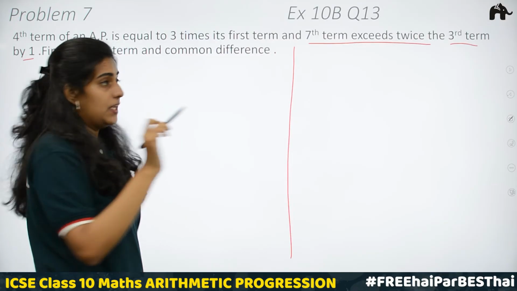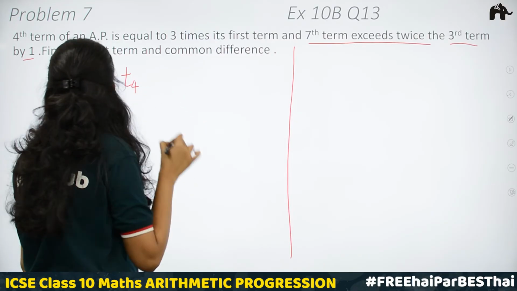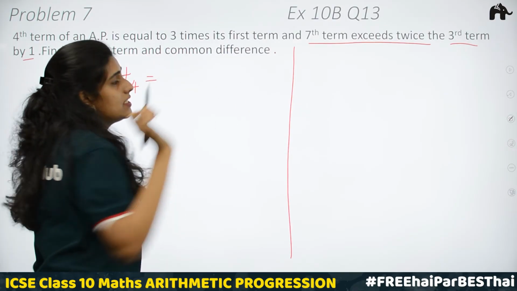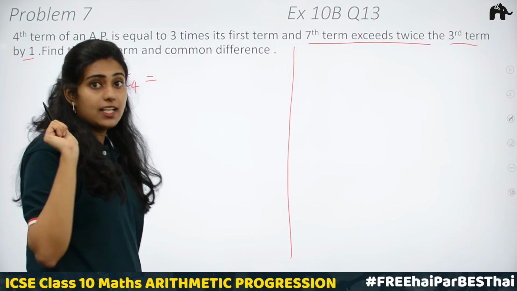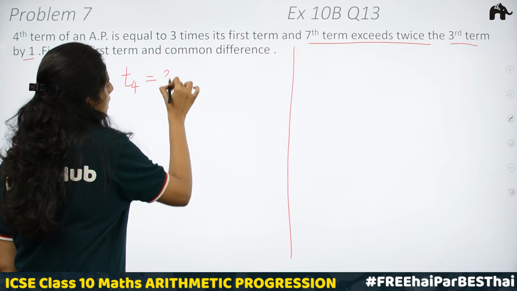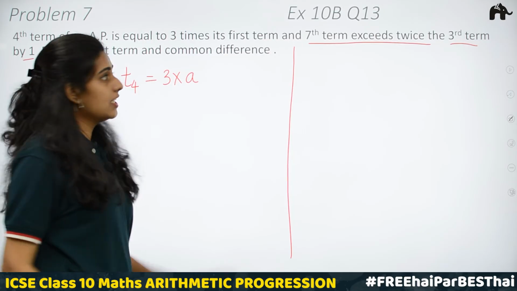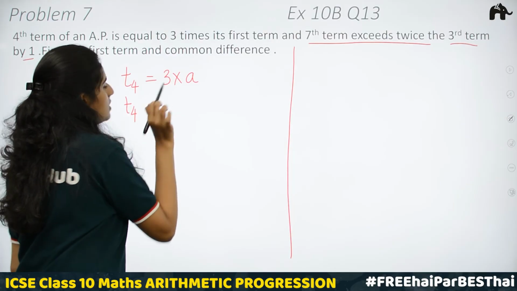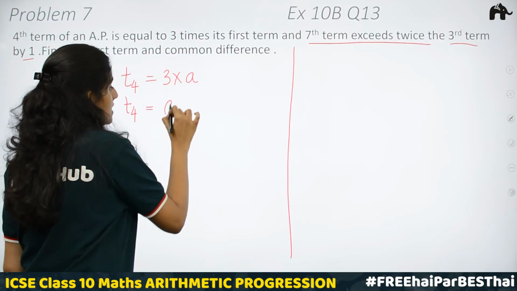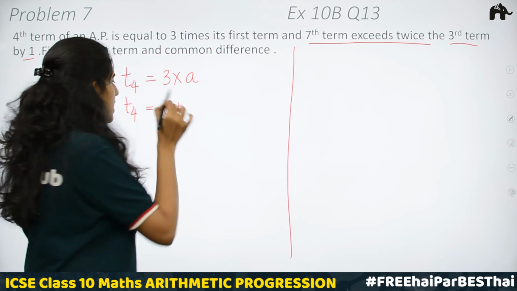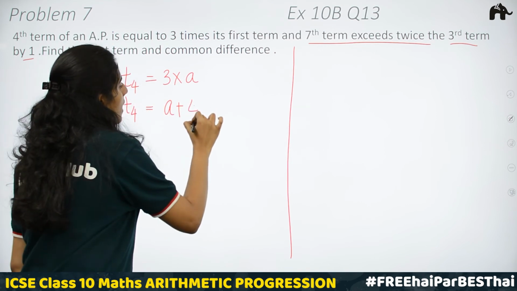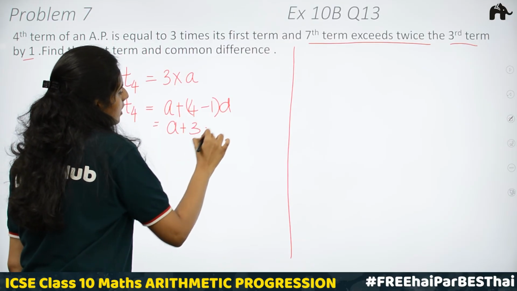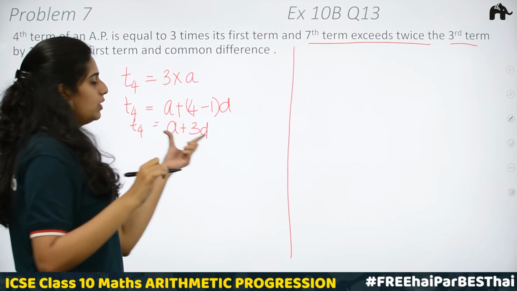Fourth term of an AP, that is T4, is equal to 3 times its first term. First term is represented using the letter A. 3 times, 3 into A. Okay. First part. Now what is T4? How can you write the fourth term? A plus n minus 1 into d. Here n is equal to 4. 4 minus 1 into d, that is equal to a plus 3d. We got T4 is equal to a plus 3d.